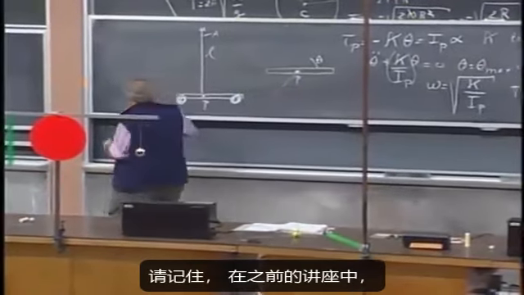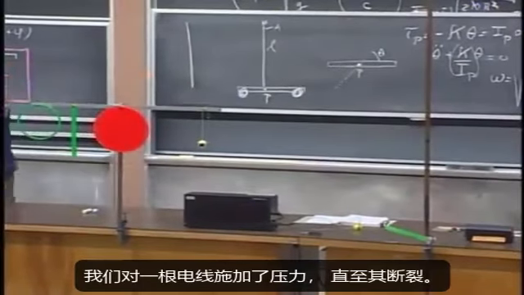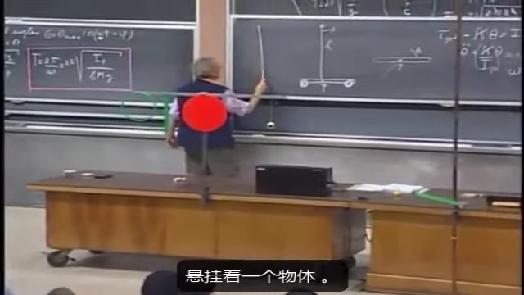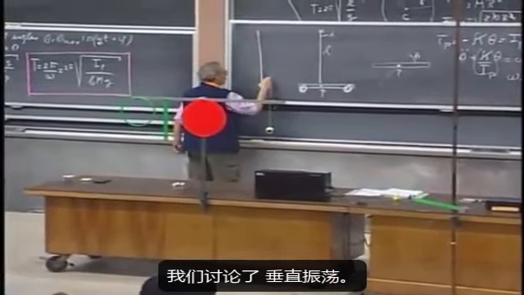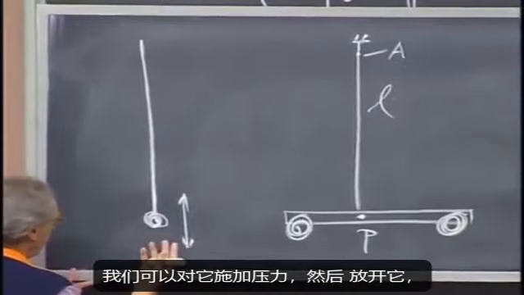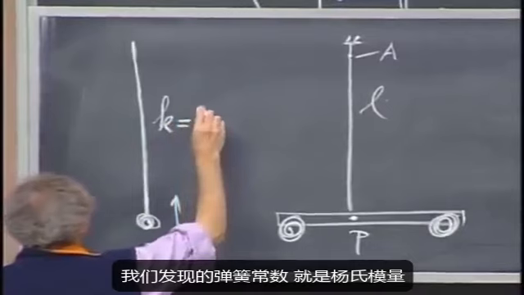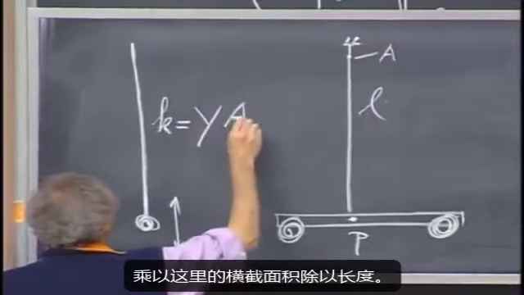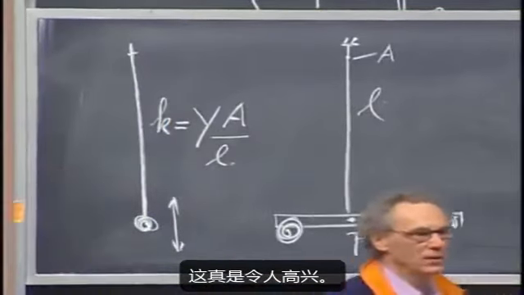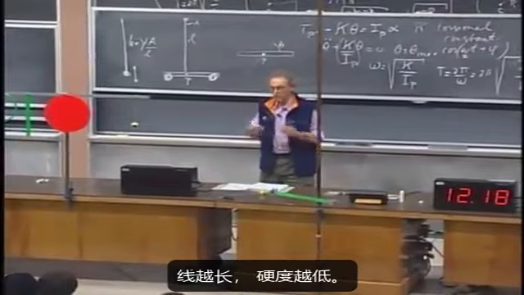Remember that in an earlier lecture, when we stressed a wire to the point that it was breaking, we dealt with Young's modulus. We had a wire, and we had a mass hanging at the end of the wire. And we discussed the vertical oscillation. We could stress it and let it go, and then we would get an oscillation like a spring. And that spring constant that we found then was Young's modulus times the cross-sectional area divided by the length. And that was kind of pleasing. The thicker the bar, the stiffer it is; the longer the wire, the less stiff it is.